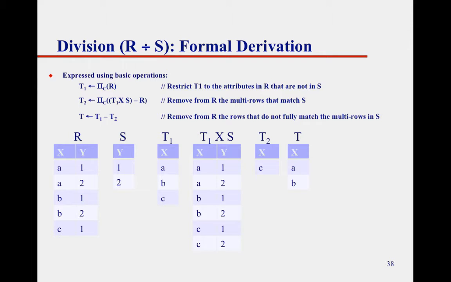The easiest way is to look at an example. So here's R, here's S. Step one, we project out just the attributes in C, and this gives us T1. This is our potential result set. This would be the result set if everyone in R had visited everything in S. So T1 is our potential result set.